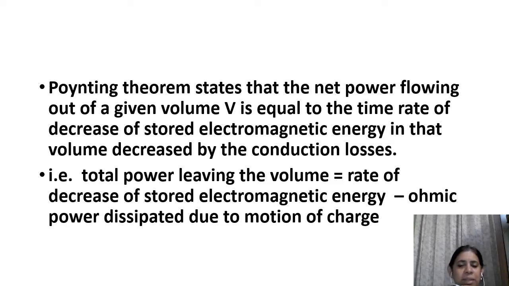Poynting theorem tells you that net power flowing out of a given volume V is equal to the time rate of decrease of stored electromagnetic energy in that volume, decreased by the conduction losses. Total power leaving the volume is equal to the rate of decrease of stored electromagnetic energy minus ohmic power dissipated due to motion of charge.